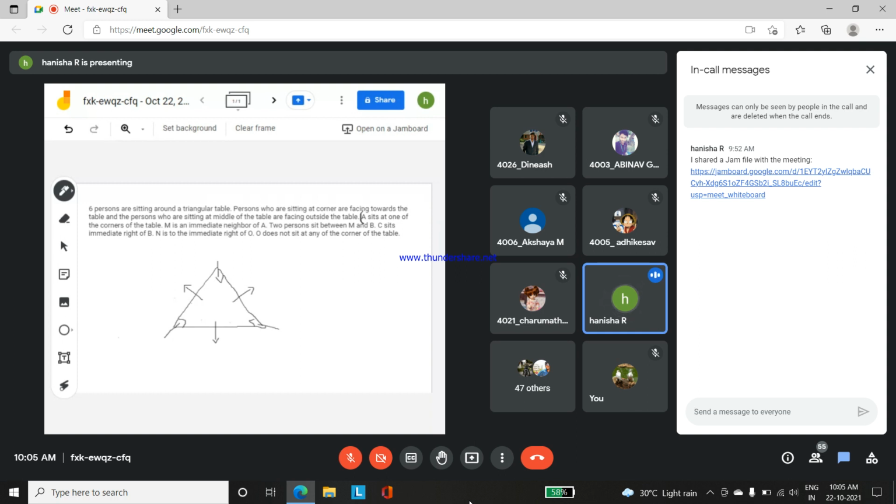Here, A sits at one of the corners of the table. If you start with that, you cannot complete it in a short span of time. So look after it: M is an immediate neighbor of A. Two persons sit between M and B. C sits immediate right of B. If you look at these sentences, if I'm able to fix M, I will be able to fix A, B and C. Three variables I will be able to fix if I fix M, because all these three clues are interlinked.